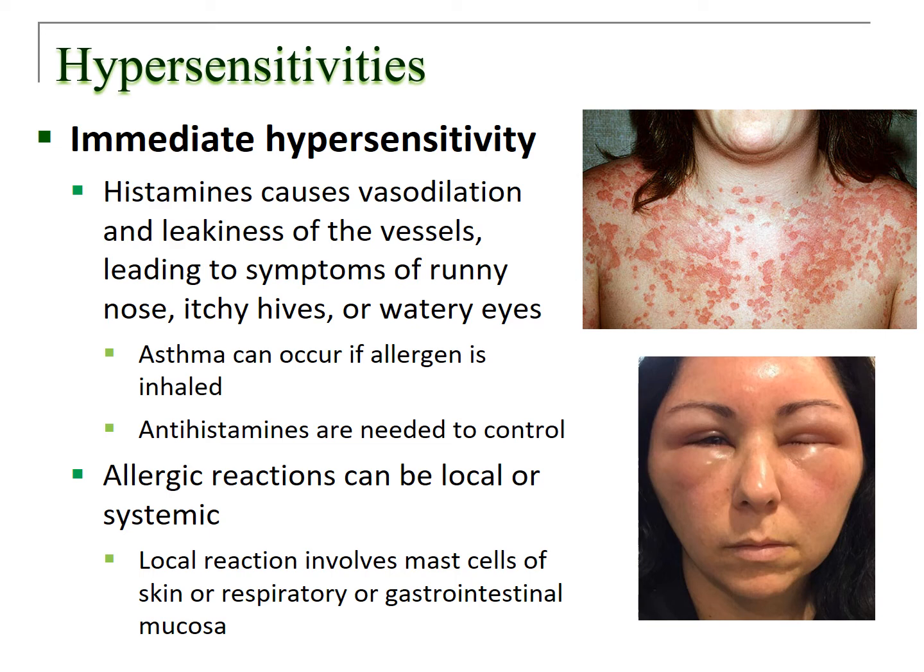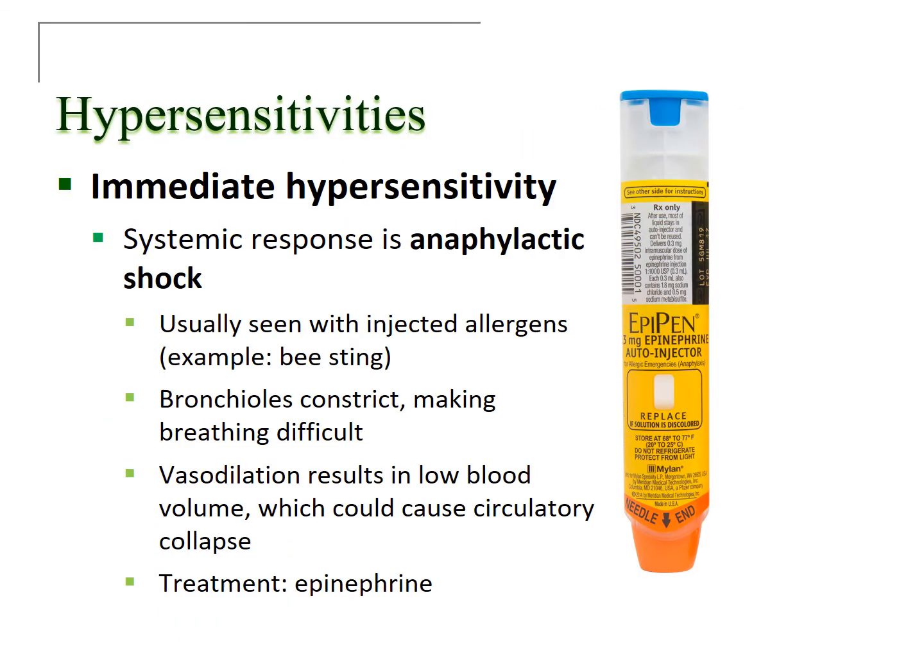So allergic reactions can be either local or systemic. I want you to think about poison ivy being a localized allergic reaction, or it can be systemic. And so a local reaction is going to involve mast cells, either of the skin or, depending on the contact, respiratory or gastrointestinal mucosa. A systemic response with immediate hypersensitivity is anaphylactic shock, and you usually see this with some sort of allergen that makes direct contact with the bloodstream, an injected allergen like a bee sting. And what happens here is the bronchioles constrict, which makes breathing difficult.